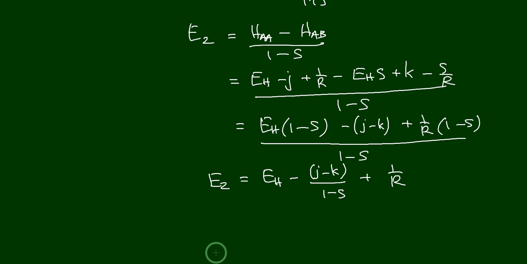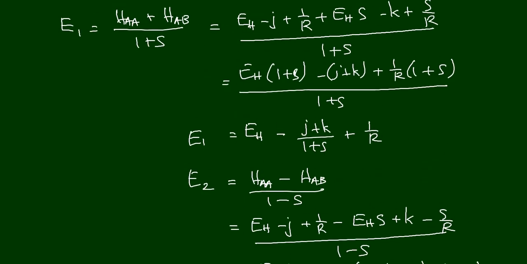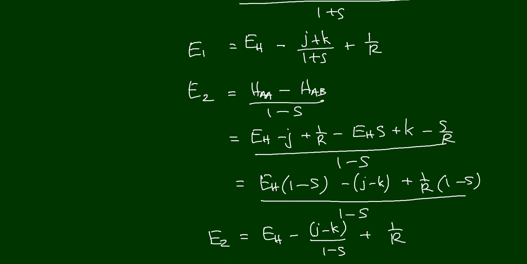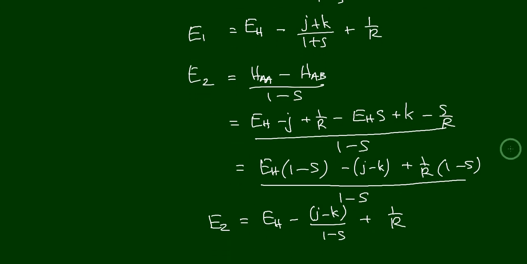Now from these two expressions, the expressions for E1 and E2: E1 is equal to EH minus J plus K divided by 1 plus S plus 1 by R. E2 is equal to EH minus J minus K divided by 1 minus S plus 1 by R. So what are the things that we have to evaluate in order to find out E1 and E2?